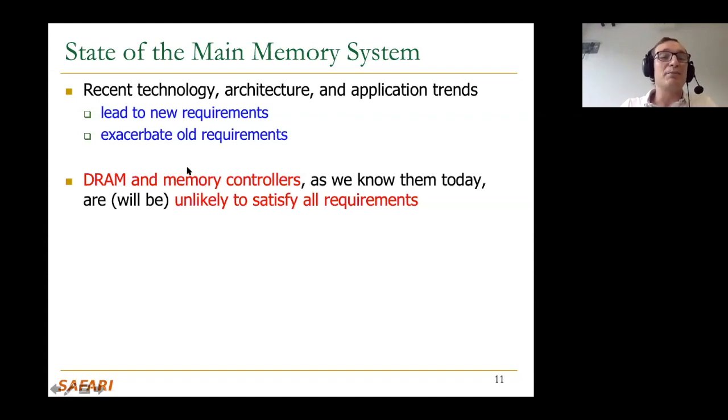Okay, so I will posit, and hopefully show you, that DRAM, which is the main memory technology that we've been used to for decades, which was invented in 1965, and memory controllers, as we design them and know them today, are already failing to satisfy all of these requirements. For example, Rowhammer is one example we're going to talk a lot about. This is a failure that is not so good. It's failing to satisfy the basic reliability and security requirements. That's one example.